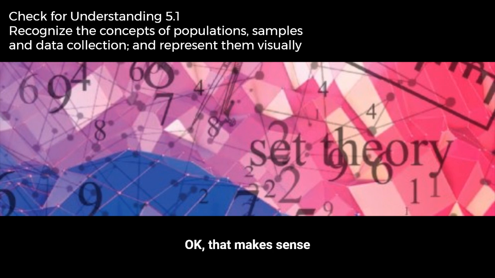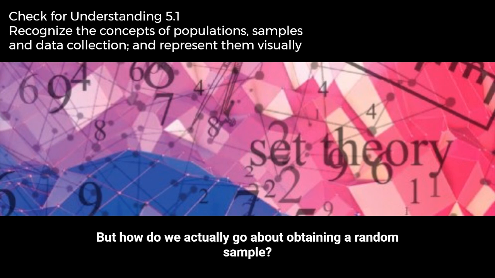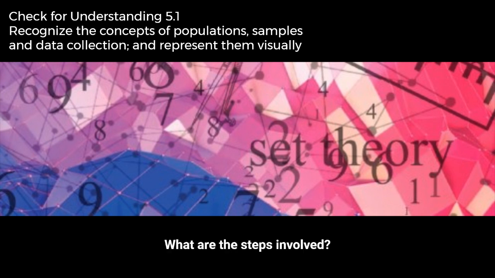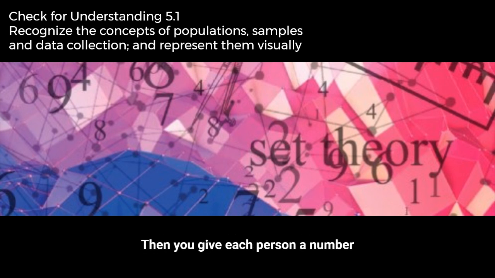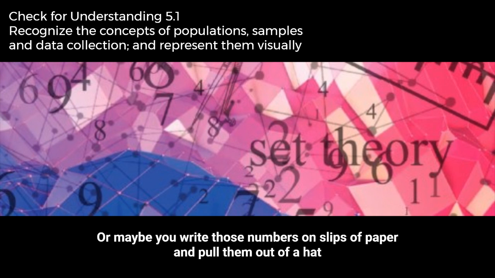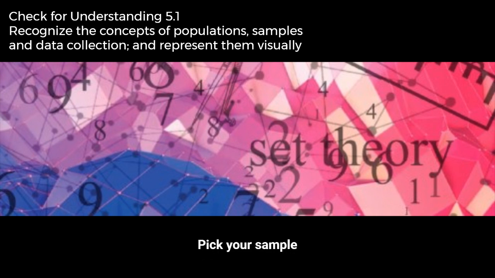Okay, that makes sense. But how do we actually go about obtaining a random sample? What are the steps involved? Our sources lay out a pretty clear method. First, you've got to figure out exactly who's in your population, every single person. Then you give each person a number, a unique identifier. And then you use some random method, like a random number generator, or maybe you write those numbers on slips of paper and pull them out of a hat to pick your sample. Makes sense. And whichever numbers you pick, those people become your random sample.